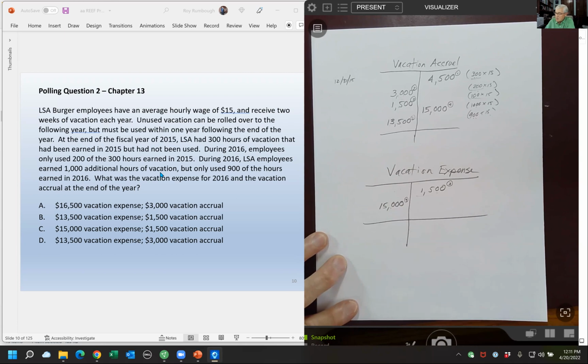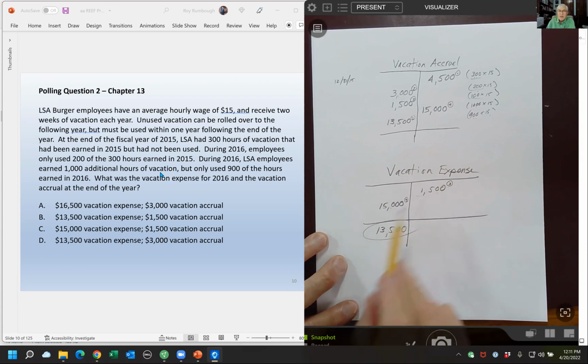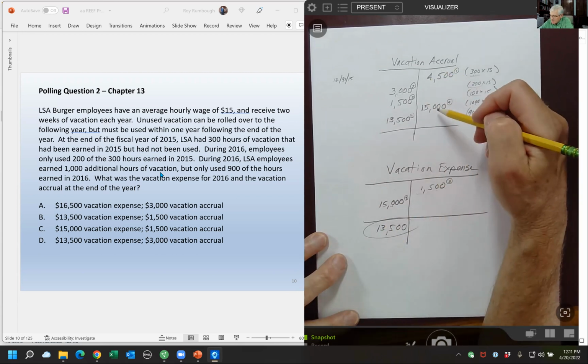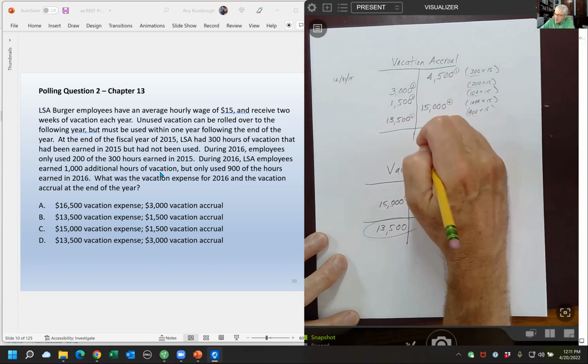Let's go close the books. We've got $13,500 of vacation expense. I'm just taking my debit minus my credit. And let's see what we got here. This is 19,500, 16,500, 15. I'm down to 1,500.